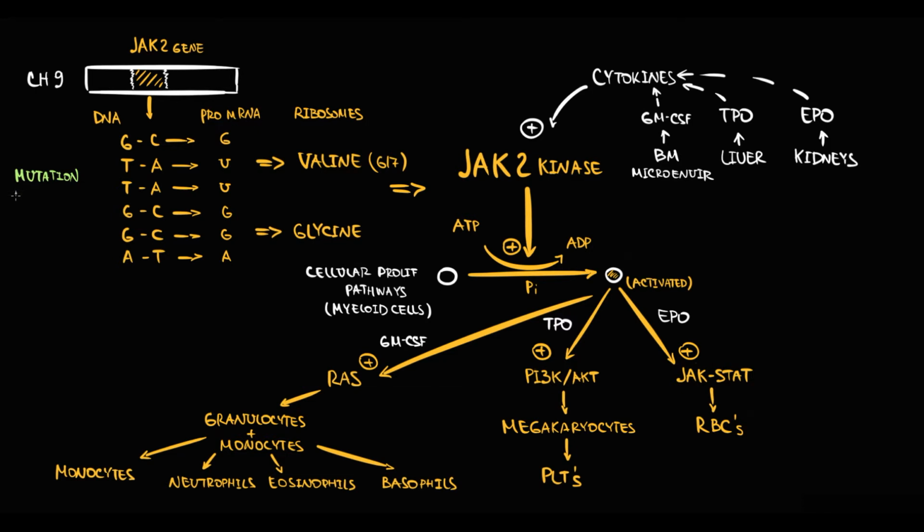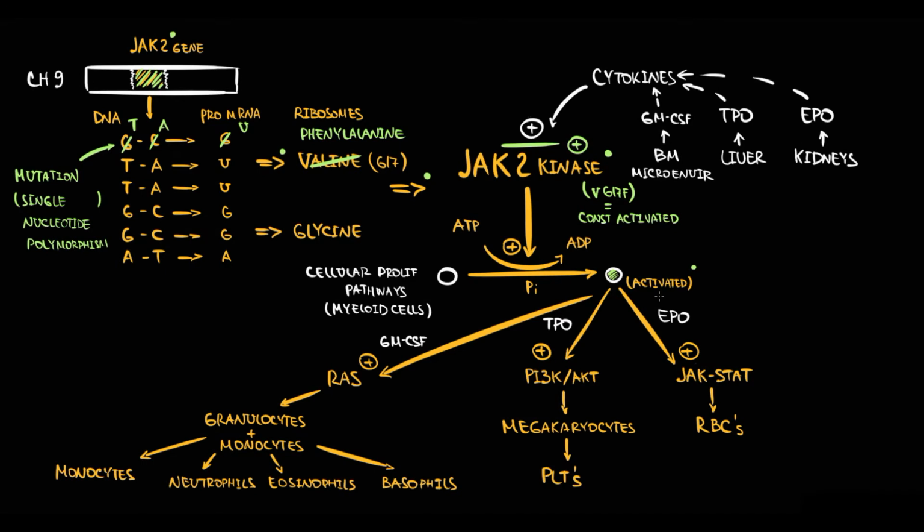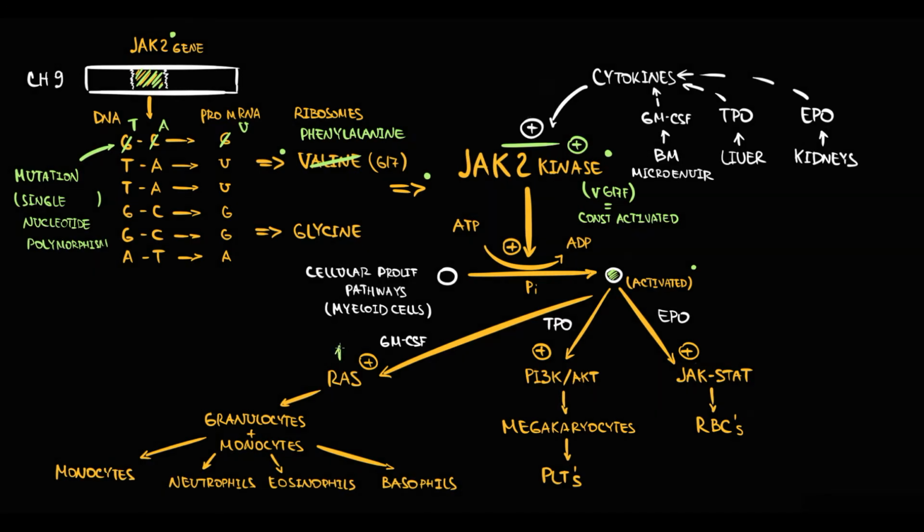But if mutation causes substitution of valine on phenylalanine in 617 position of JAK2 kinase, now JAK2 kinase becomes constantly activated. So this regulation by cytokines is gone. And this mutation causes disproportional activation of intracellular pathways that results in mild increase in granulocytes and monocytes, moderate increase in platelets, and severe increase in red blood cells.